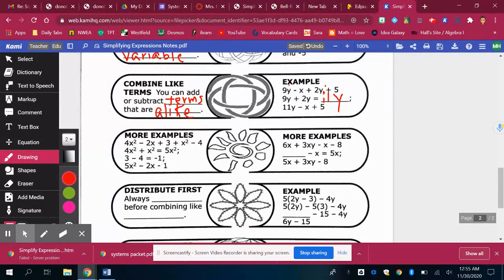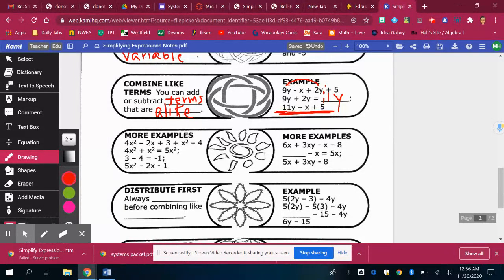And notice this negative x and this positive 5, I can't do anything with those. I don't have anything that matches those. They don't have any like terms, so I can't combine those. So if I were to simplify this expression, I'm going to get 11y because I could add 9y and 2y right here. Minus x, can't do anything with that, and 5, I couldn't do anything with that. So this is a simplified expression. I don't have any like terms to put together, so it is simplified.